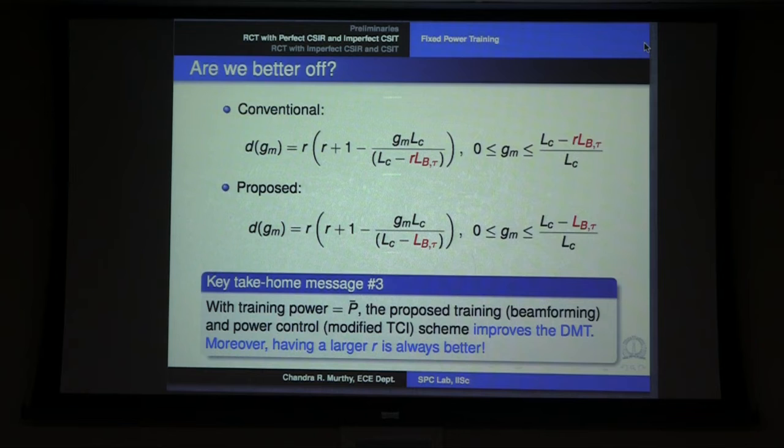So basically, if you have training power which is fixed to be equal to P bar, if you use this proposed training scheme, which is basically to beamform in the reverse link, and the proposed power control scheme, which is a modified version of truncated power channel inversion, it significantly improves the diversity multiplexing gain trade-off. And moreover, having a larger number of receive antennas is always better. This is in contrast with what you would get if you use conventional training. As R increases, eventually if LC minus R LB tau becomes negative, then you cannot achieve any non-zero multiplexing gain.